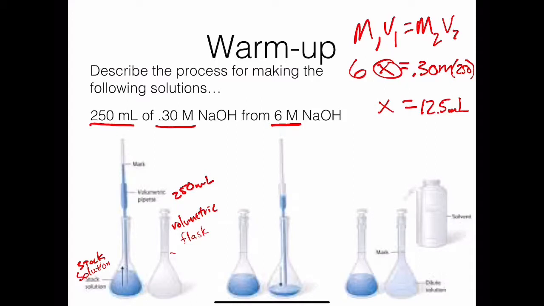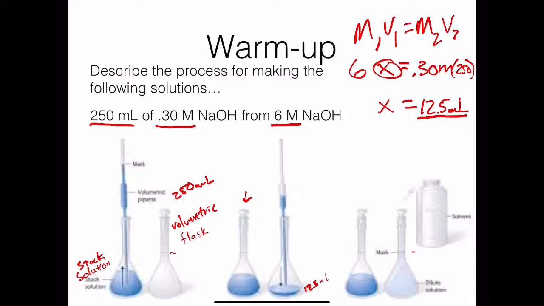We've already determined how much of the more concentrated solution we need. So we are starting with 12.5 milliliters of our stock solution. So if this is our stock solution, we're going to use a pipette to withdraw 12.5 milliliters and place that 12.5 milliliters in the bottom of our volumetric flask. Now, we don't need to worry about the actual calculation of how much water we're going to add, because this volumetric flask is calibrated. So what that means is I'm going to add water, specifically distilled water, to avoid introducing any impurities into this solution. I'm going to add distilled water to the mark.